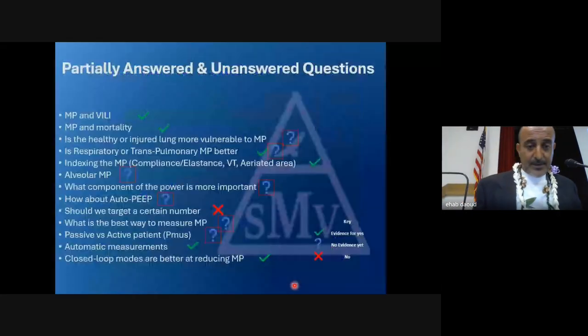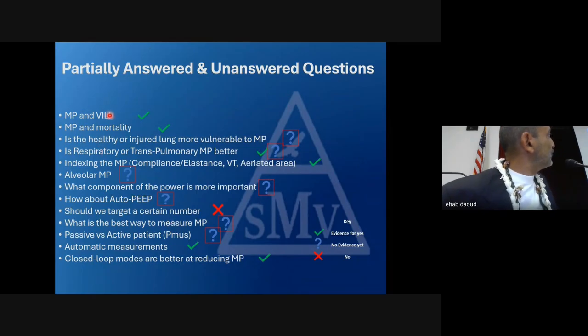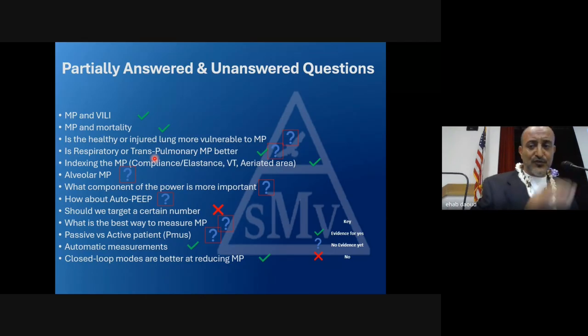Okay, some partially answered or unanswered questions. We know now that mechanical power is related to ventilator-induced lung injury, related to mortality. Which lung can be hurt worse, the sick lung or the normal lung? You would think that's an answered question, but people argue about that. Is it the respiratory or the transpulmonary mechanical power we should target? It definitely should be the transpulmonary. The problem is we need an esophageal balloon in those people, and we don't use the esophageal balloon enough at all.